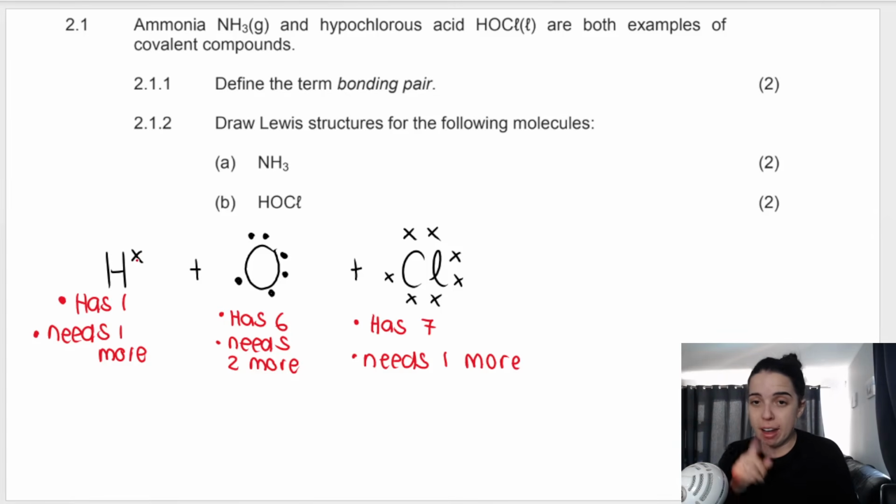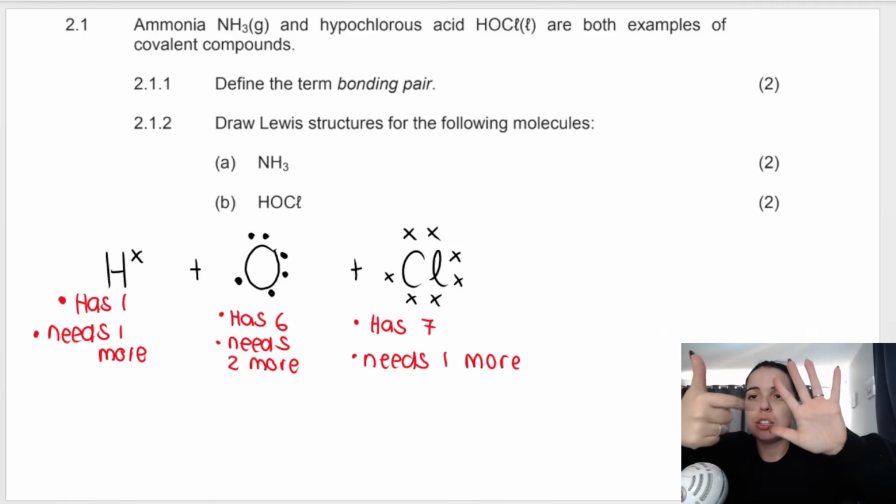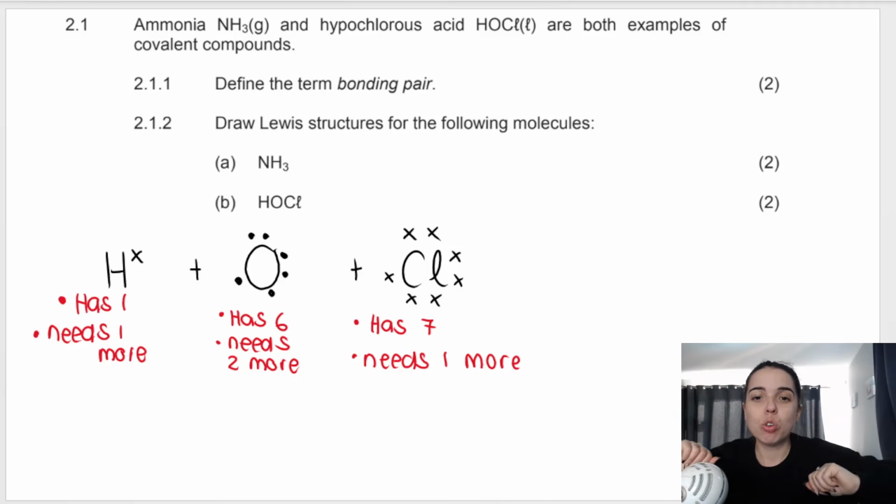So it has 1, it needs 1 more. So therefore 2 in total. Everything else needs 8. So oxygen has 6, it needs 2 more, that would make 8. Chlorine has 7, it needs 1 more, that would make 8.